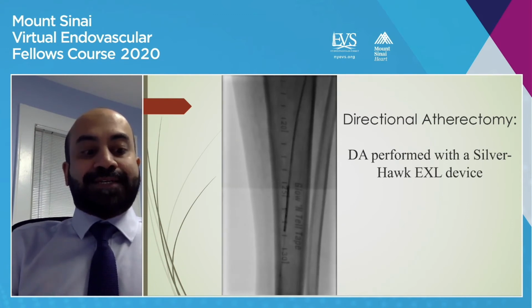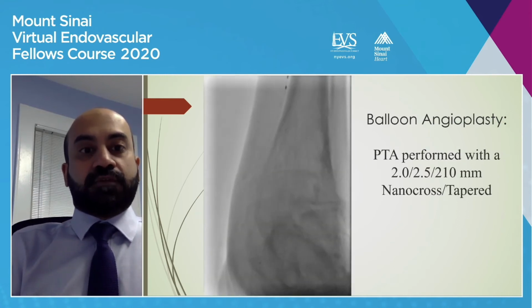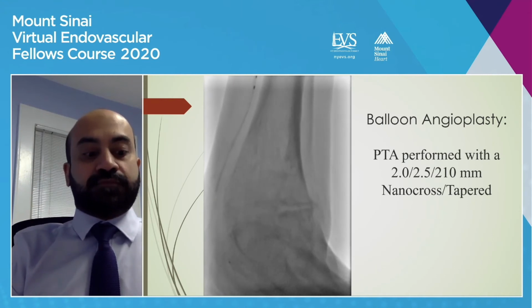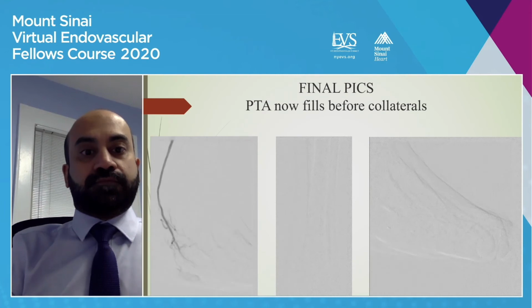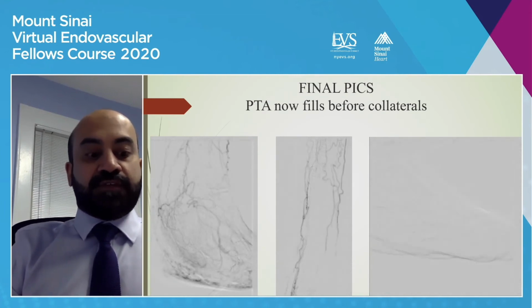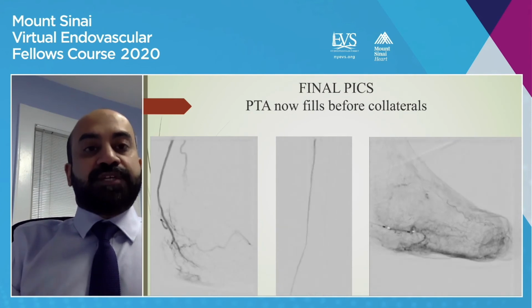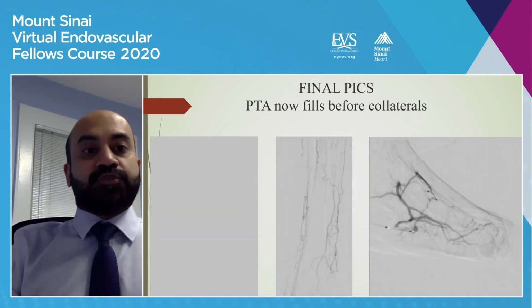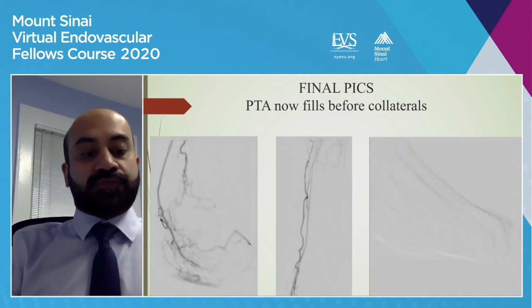This was followed up by directional atherectomy using a Hawk EXL device, as you can see. This was followed up by a balloon angioplasty with a 2.0, 2.5, 2.10 nanocross tapered balloon. Here are the final images. As you can see, the posterior tibial artery fills briskly before the collateral supply and is able to provide excellent perfusion down to the foot.